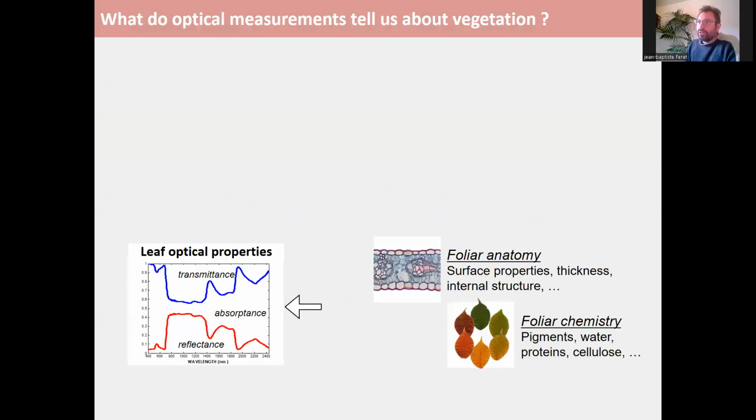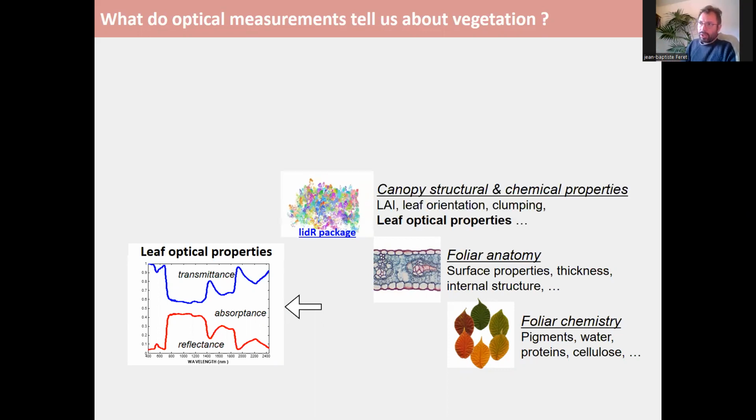Okay, so first, this physical perspective. What do optical measurements tell us about vegetation? If you start at the leaf scale, as I explained earlier, leaf optical properties, which correspond to reflectance and transmittance, are directly related to foliar anatomy and foliar chemistry. Then, if you take a step back, these leaves are integrated in the canopy, and so we need to account for canopy structural and chemical properties, which correspond to leaf area index and leaf orientation, some clumping effect, and so on, if we want to understand how to scale up from leaf scale to the canopy scale.